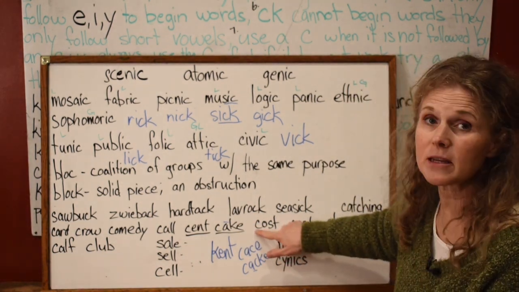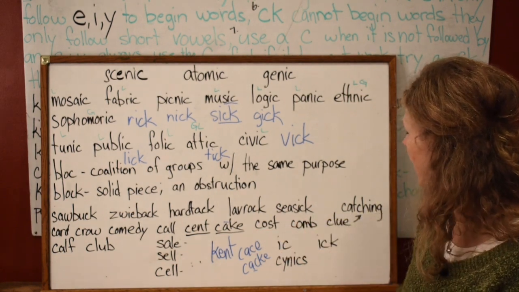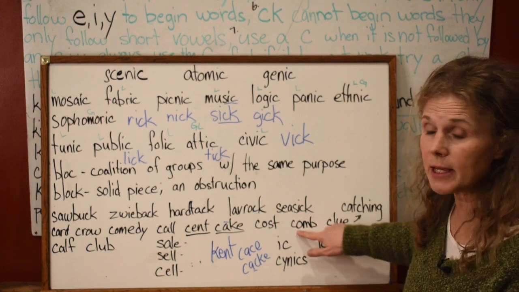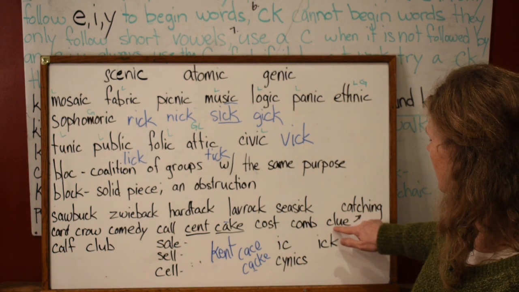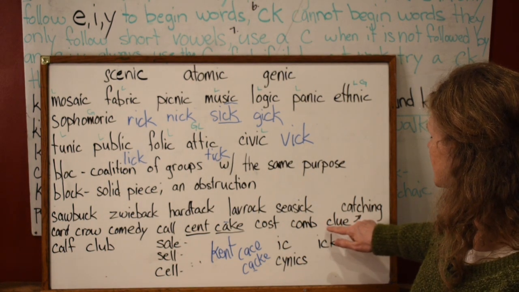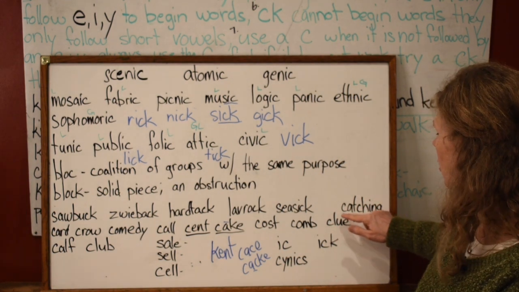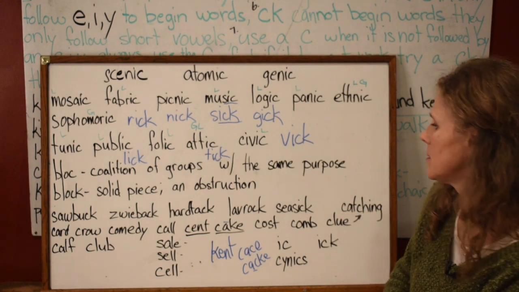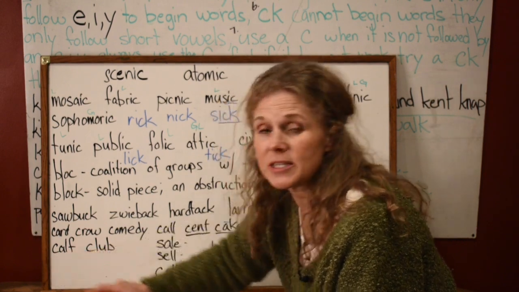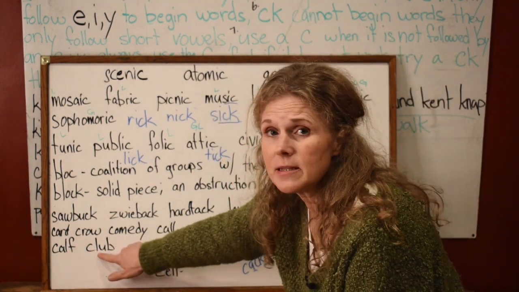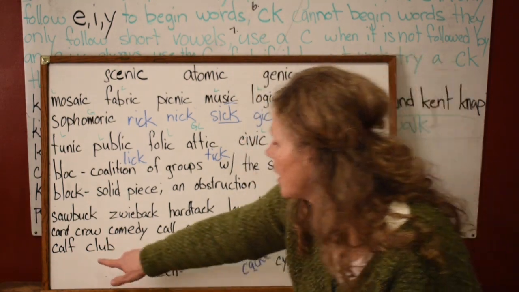Okay, so this is a C because this says cost. It's because this is not an E, I, or a Y. Comb. This is not an E, I, or Y, so it is a C. Clue. This is not an E, I, or a Y, so you are spelling it with a C. Catching. This is not an E, I, or Y, so it is spelt with a C. Calf. This is not an E, I, or Y, so it is spelt with a C. So club, this L is not an E, I, or Y, so it is spelt with a C.